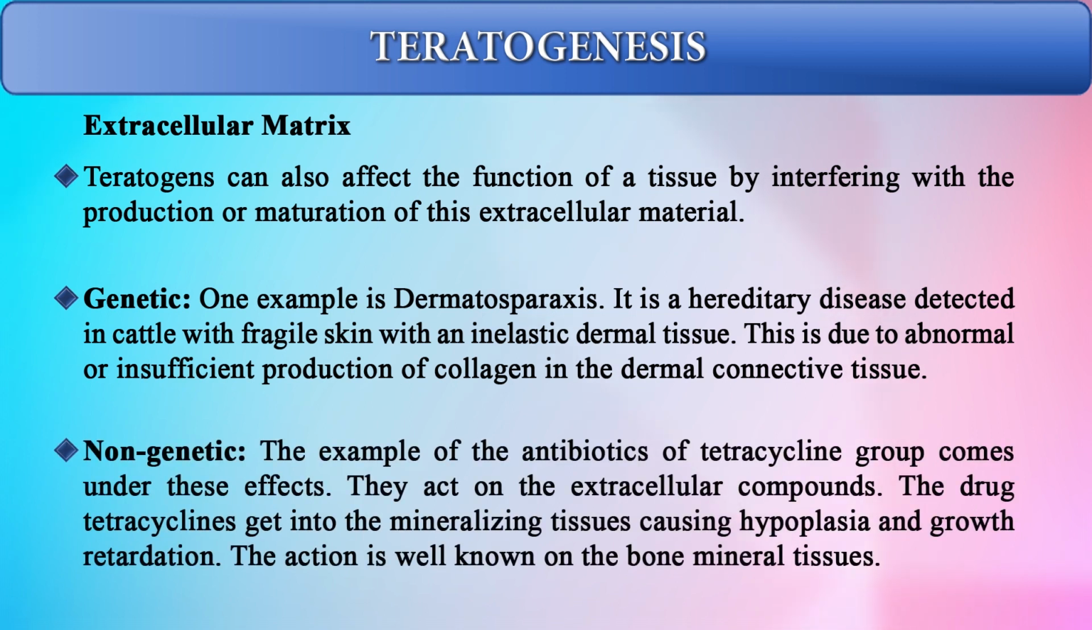Non-genetic. The example of the antibiotic tetracycline comes under these effects. They act on the extracellular compounds, and the drug tetracycline gets into the mineralizing tissues. Then it causes hypoplasia and also growth retardation. The action is well known on the bone mineral tissues. That is why it is affecting the teeth and the bone tissues.